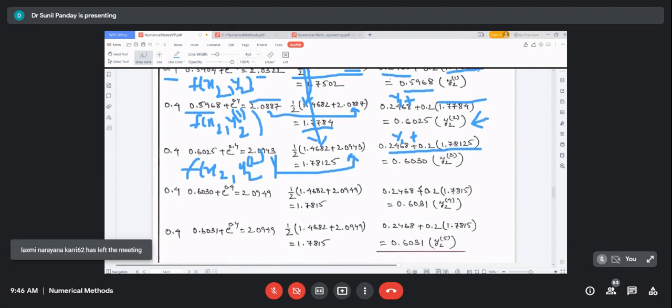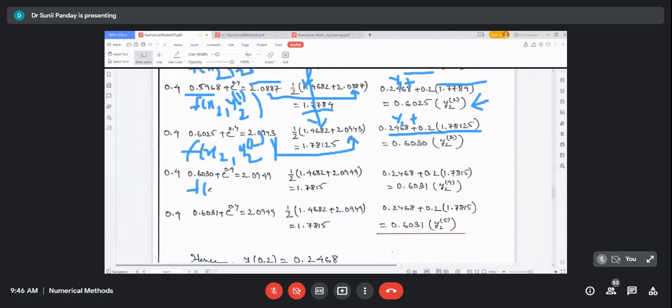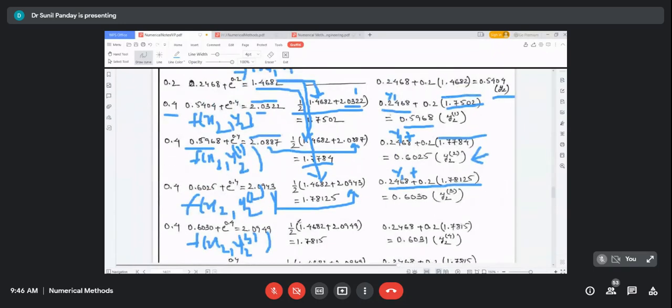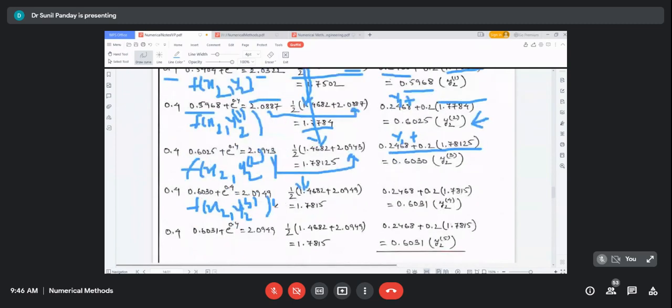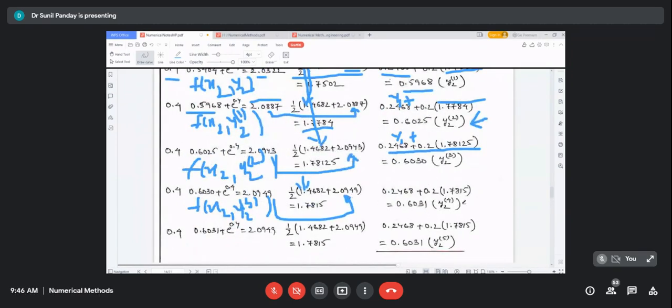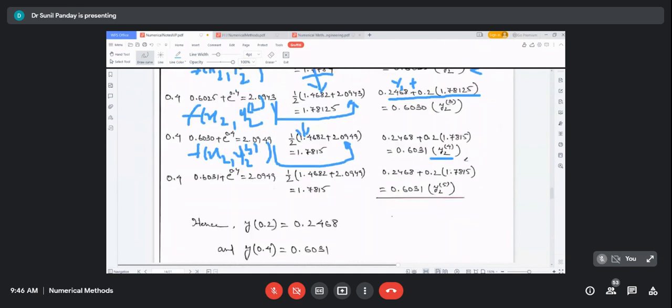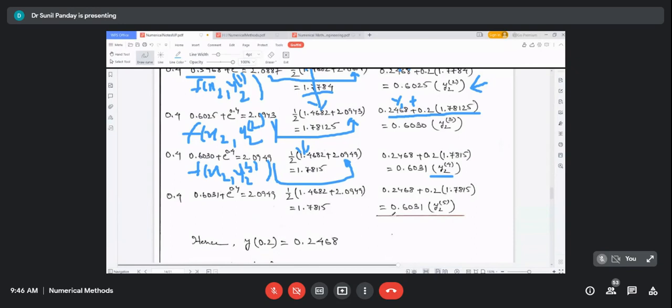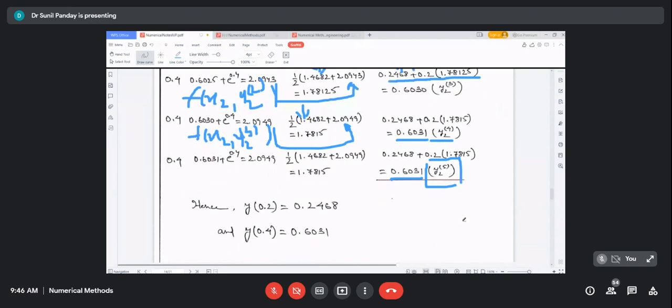Then you want to again update it like this. Then you calculate f of x2, y2 third updation. This remains the same, and this is from the current updation, and you will get this y24. Similarly, you will get the next one, the fifth updated value of y2. For the fifth updated value of y2, we can see that they are matching up to 4 decimal places. So we will stop here, and we will assume that this is the final value of y2.